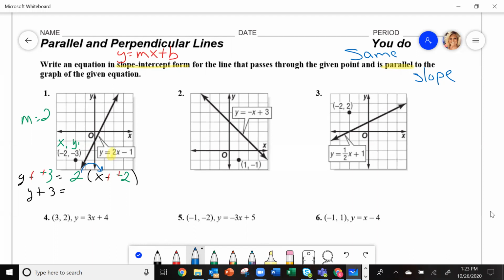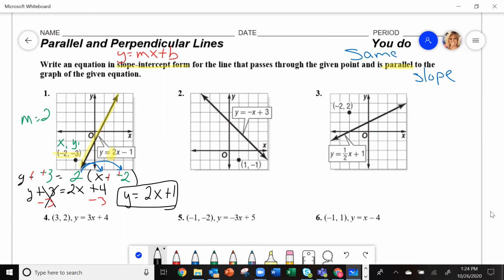Now you're going to do 2 times x and 2 times 2. So 2 times x is 2x. 2 times 2 is 4. You're still not done because you need to move this 3, so you should subtract 3 from each side. These cancel out, and you get y equals 2x plus 1. That would be the equation of the line that is parallel to this one and goes through this point. Now try and pause your video and do number 2 and 3.